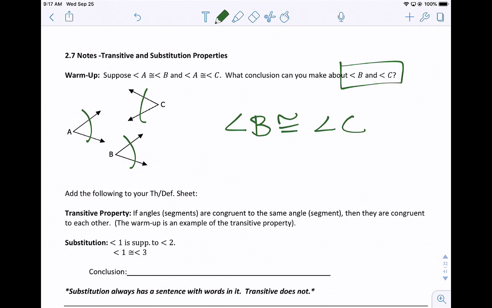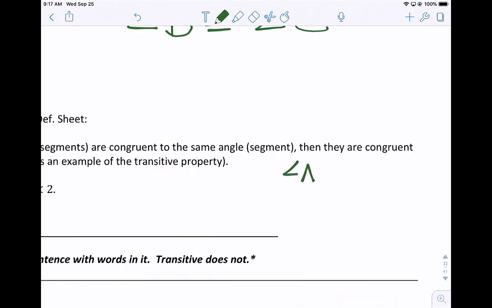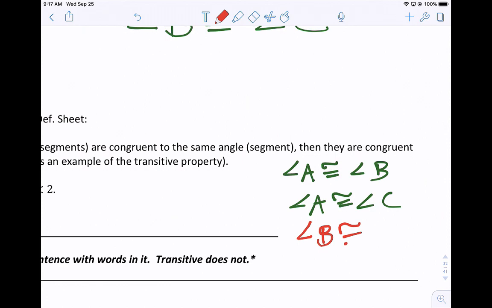It's called the transitive property, which states if angles or segments are congruent to the same angle or segment, then they are congruent to each other. Again, the warm-up is an example of the transitive property. So I'll write the warm-up down. Angle A is congruent to angle B. Angle A is congruent to angle C. So therefore, angle B must be congruent to angle C. So that's the transitive property.